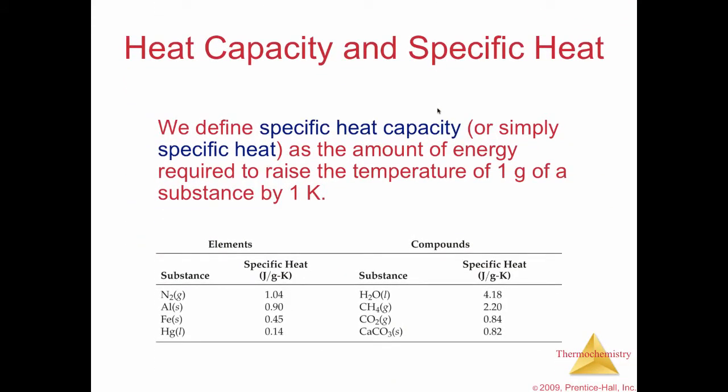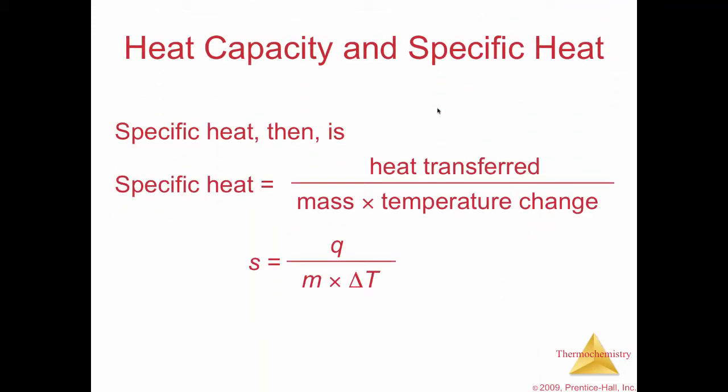We define specific heat capacity, or simply specific heat, as the amount of energy required to raise the temperature of 1 gram of a substance by 1 Kelvin degree. Specific heat then is equal to heat transferred divided by the mass times the temperature change.